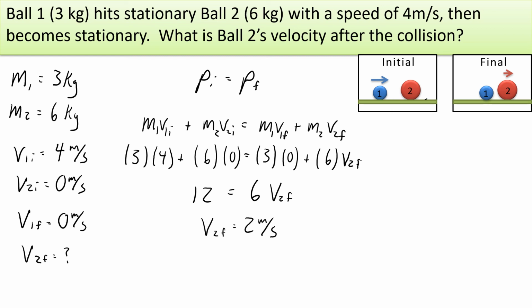If you get comfortable with the idea of, okay, this one has 3 times 4, this has 12 kilogram meters per second, and this one doesn't have any momentum, so I know that there's 12 kilogram meters per second for the whole system. And that one comes to a stop, so all of that 12 kilogram meters per second is in the red ball. And if it's 12 kilogram meters per second, you divide it by 6, and that gives you 2 meters per second. If you could see the concept there, that's great.